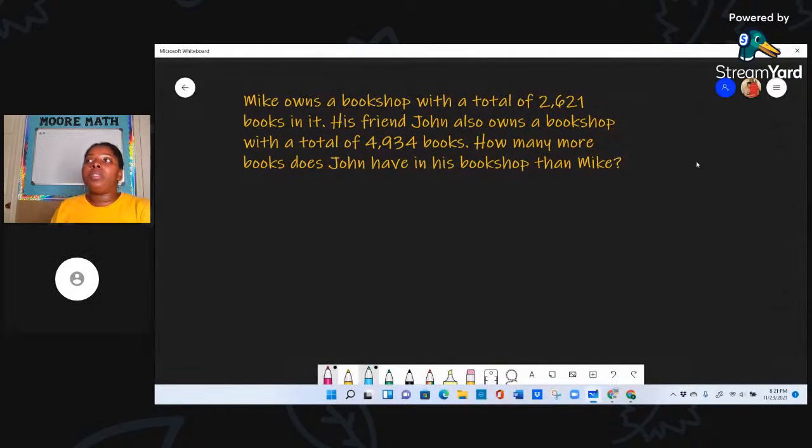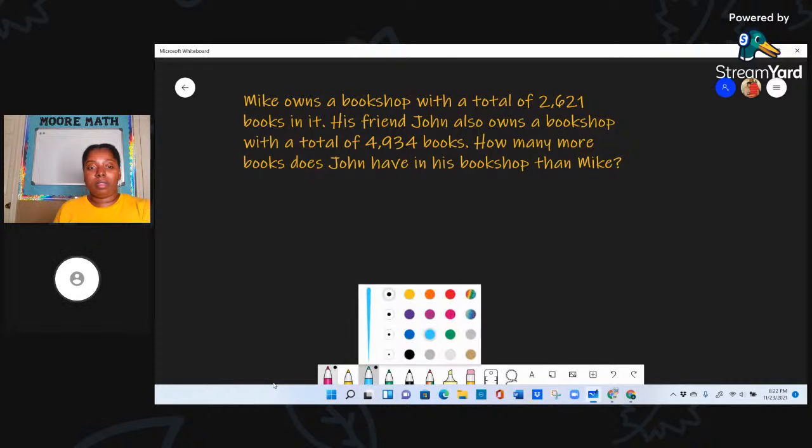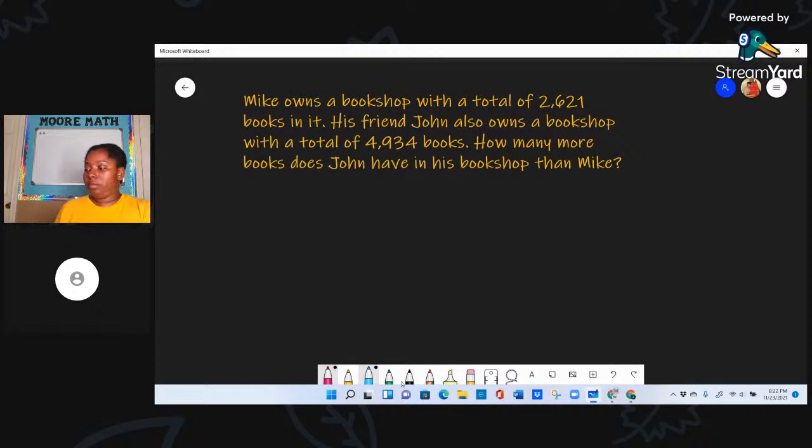Okay. So Mike owns a bookshop with a total of 2,621 books in it. His friend John owns a bookshop with a total of 4,934 books. How many more books does John have in his bookshop than Mike? So John has 2,000 more, 300 more, 10 more, and 3 more.